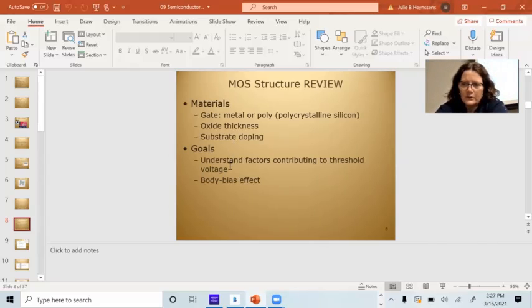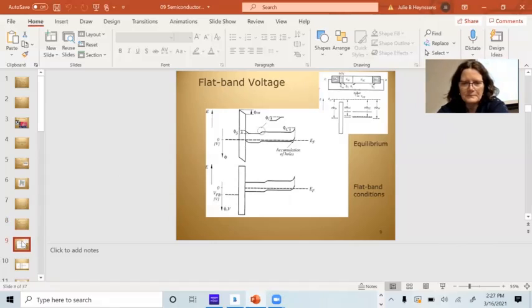Now what we want to do is find out what contributes to threshold voltage and what causes that annoying body bias effect in 37 slides. So when we look across this MOS structure, here it is up in this little diagram at the top. I've got the metal.